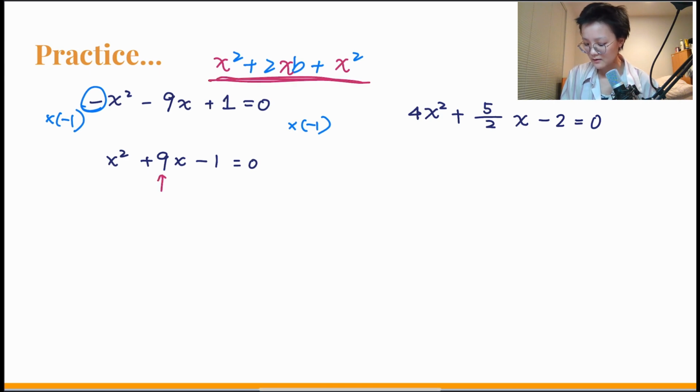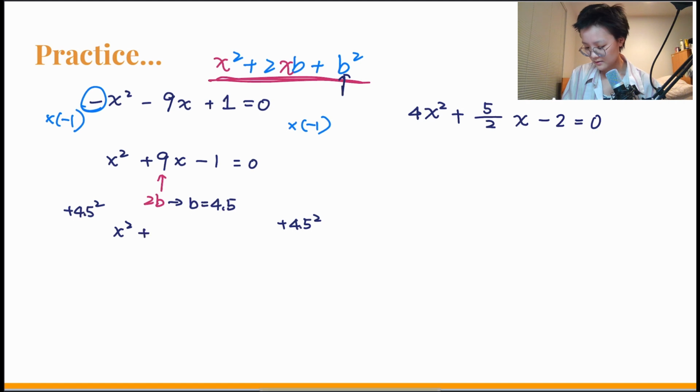I found, okay, 9 here corresponds to 2b. Therefore, b has the value of 4.5. Oh wait, I just saw I made a mistake here. It shouldn't be x squared, this is b squared. Okay, so we have b equals 4.5 and we're missing the term of b squared. So we can add b squared on both sides, so plus 4.5 squared on both sides. Plus 2 times 4.5x plus 4.5 squared minus 1 equals 4.5 squared.